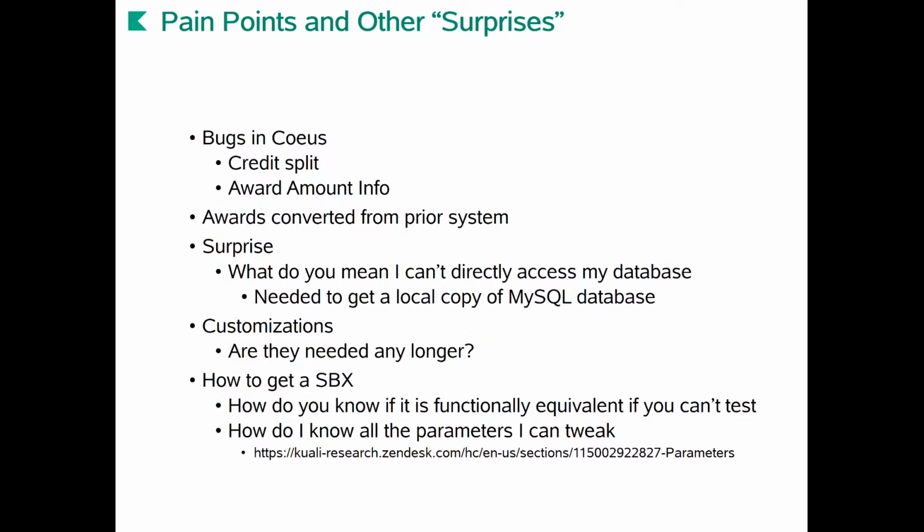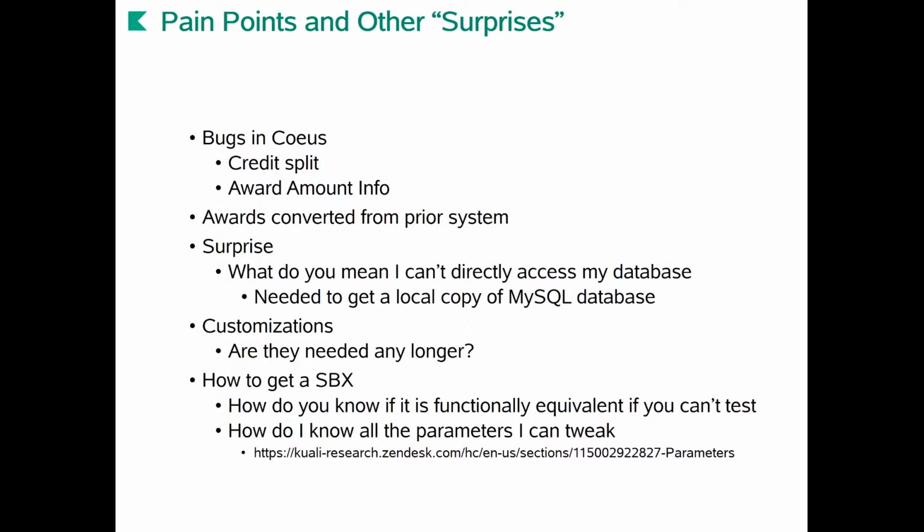There was also some interesting data we saw in the award amount info. That's the old COIUS term, and it's the time and money document in your new Kuali research vocabulary. Maryland had converted a lot of awards from their pre-COIUS system, which was called RA.